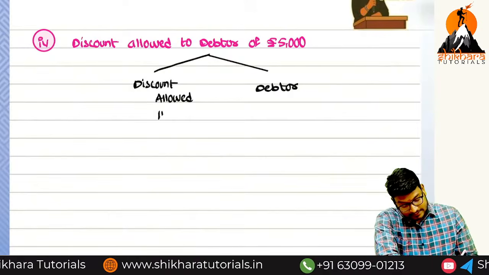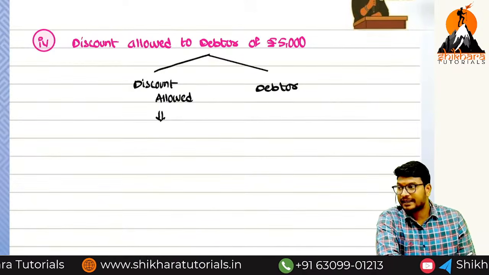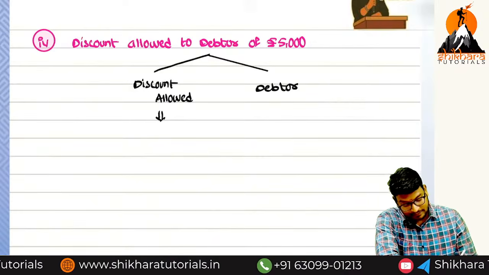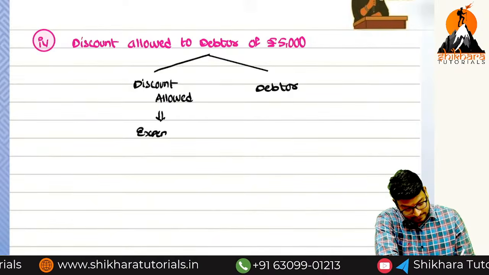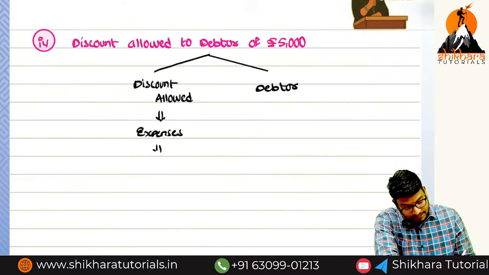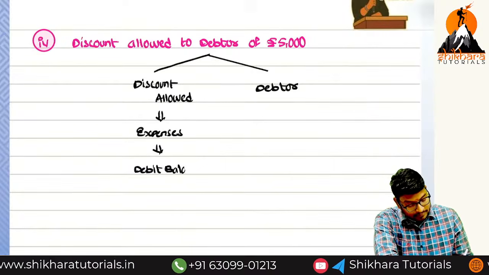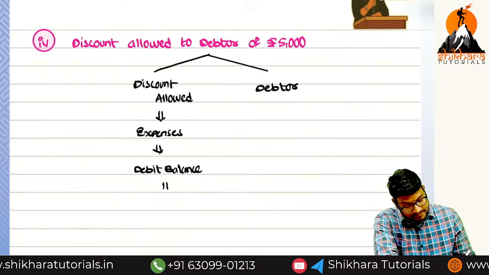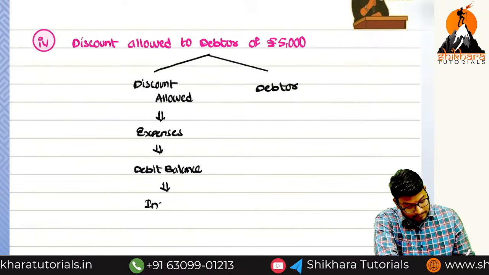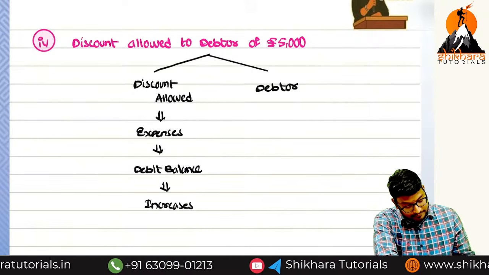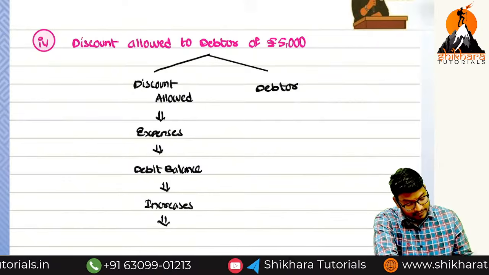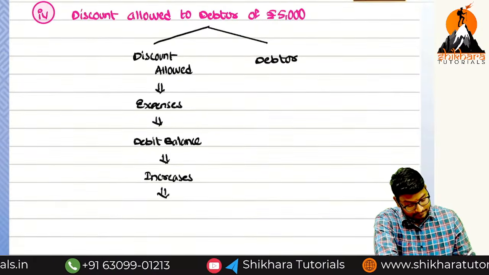So next, discount allowed means loss or gain? Loss. Loss is nothing but we can write what? Expenses. Expenses will have which balance? Debit balance. So always expenses are going to increase. If the debit balance increases, what we need to do? Debit.